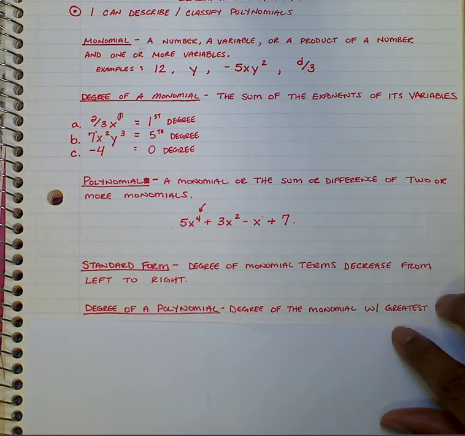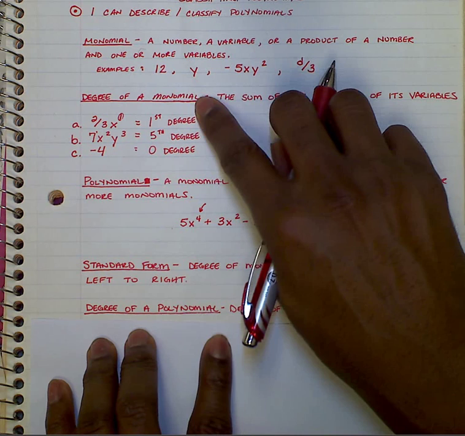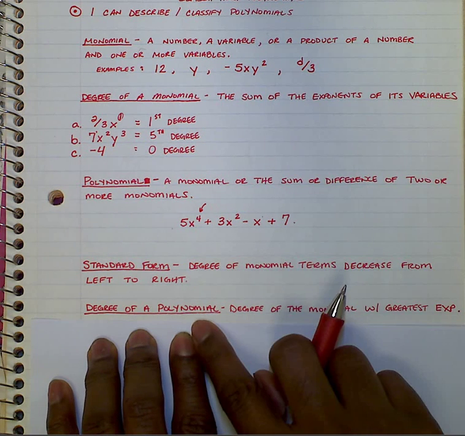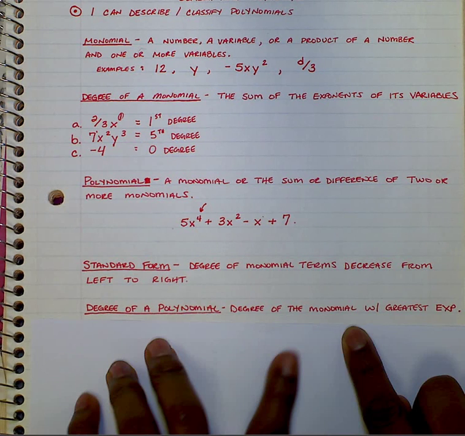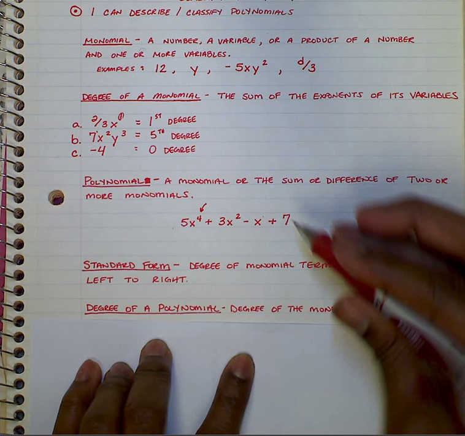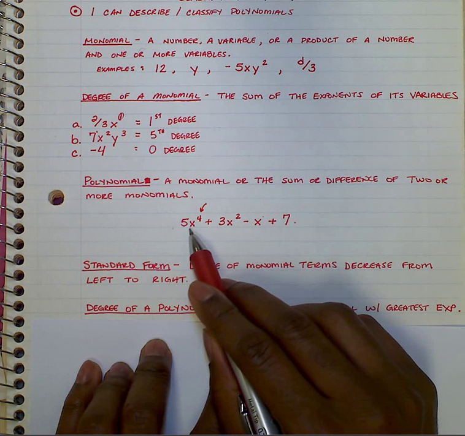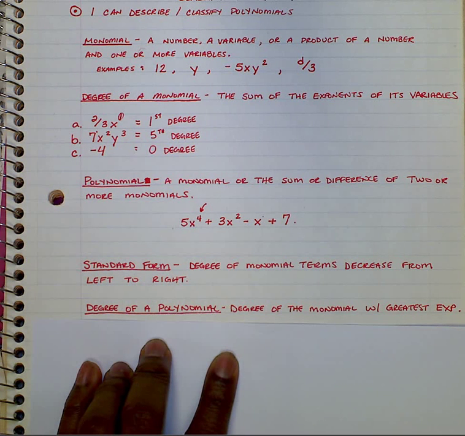So we can say what the degree of a polynomial is. It's a little bit different than the degree of a monomial. The degree of a polynomial is the degree of the monomial with the greatest exponent. So here in our 5x to the fourth polynomial, the degree of this polynomial would be 4, because that's the highest exponent.